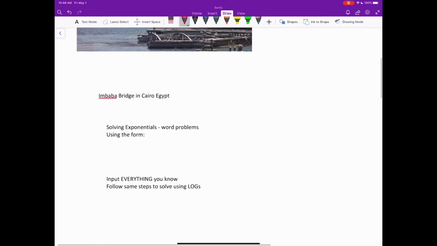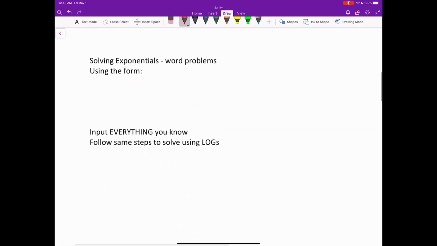Okay, so today we are going to look at solving exponential word problems. It's going to be the same thing that we did in the first assignment where you're going through the same steps. You're going to have to write it from exponential form to logarithm form and then evaluate using the change of base formula. But now we're just going to be inputting all of the information that we get into that form. Do you remember this form?